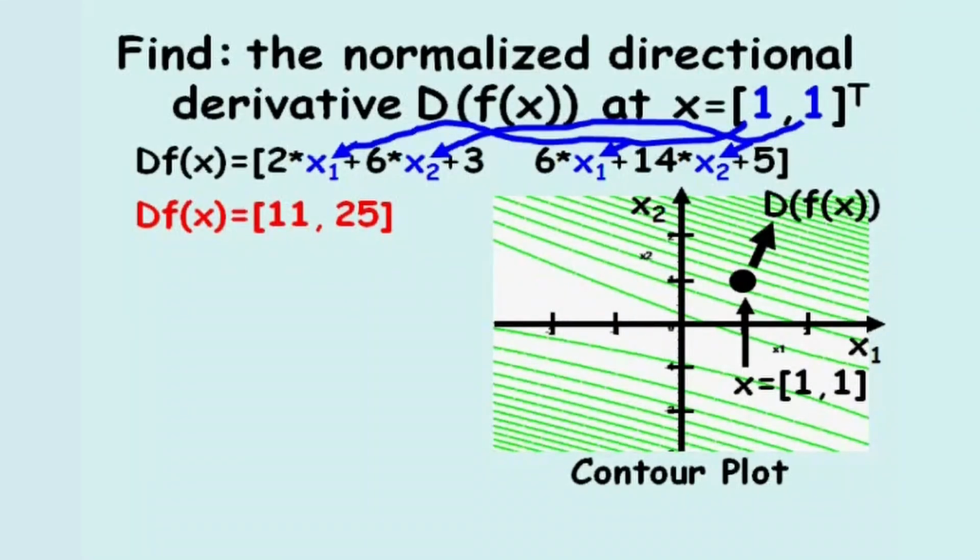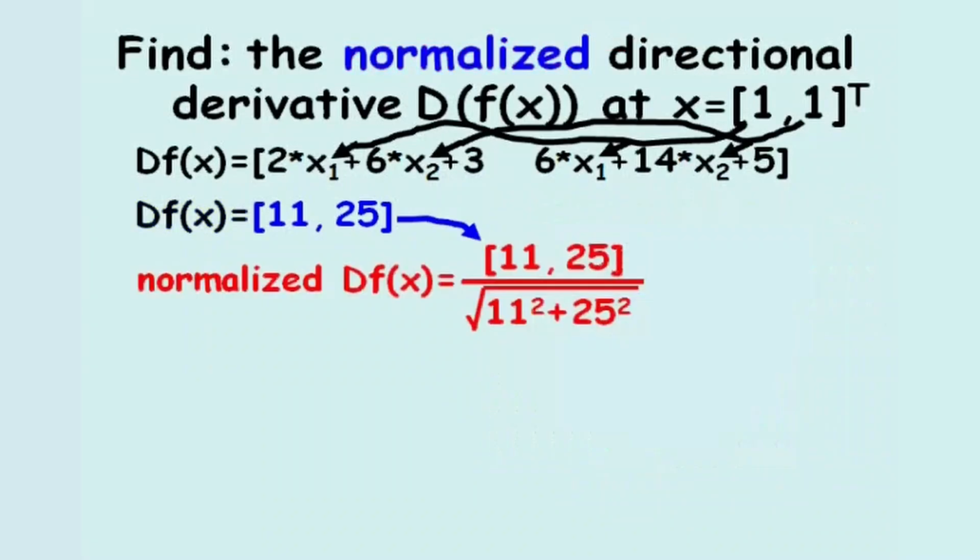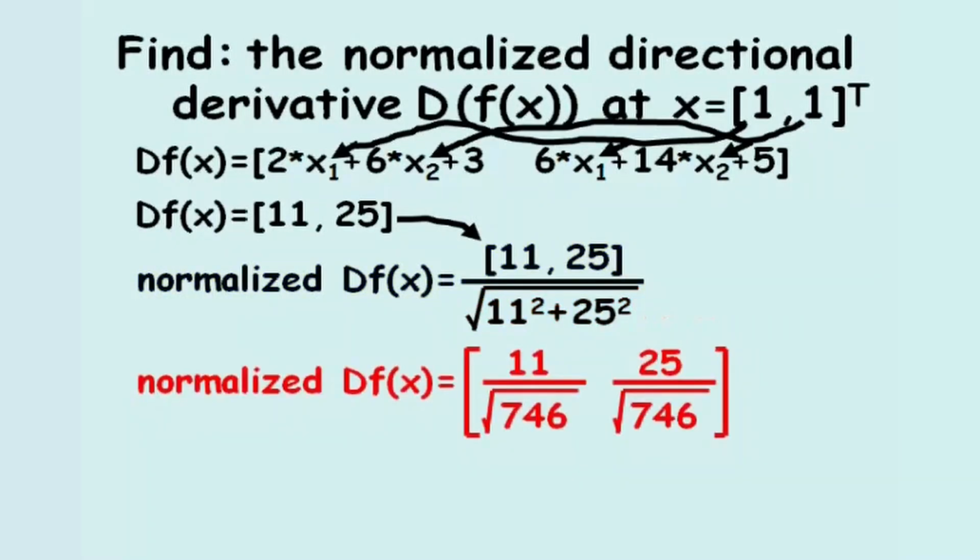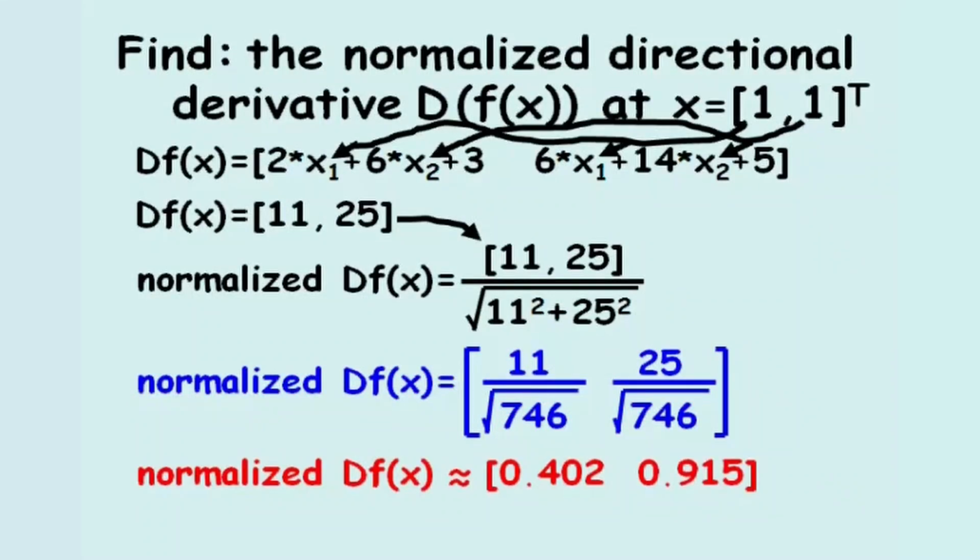Since the problem asks to find the normalized directional derivative at point 1, 1, we need to divide each term in x by the square root of the sum of each of the terms in x squared. And the normalized directional derivative equals 11 divided by the square root of 746, 25 divided by the square root of 746, which is approximately 0.402, 0.915.